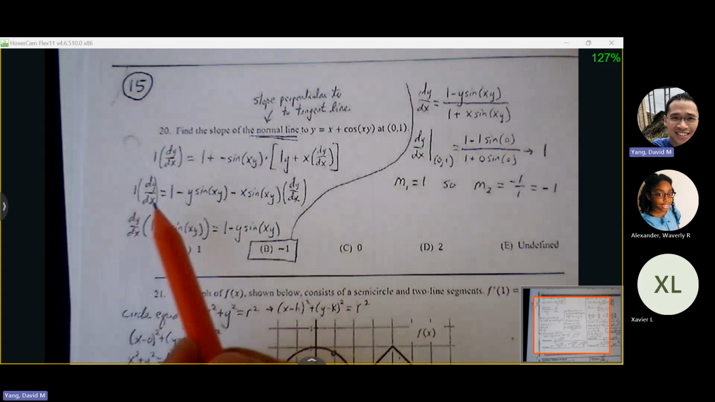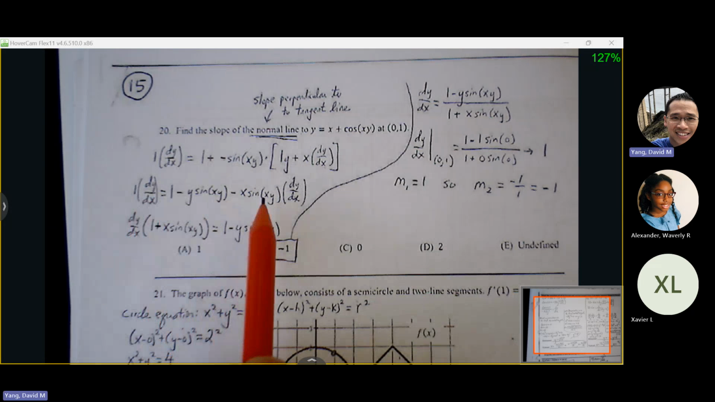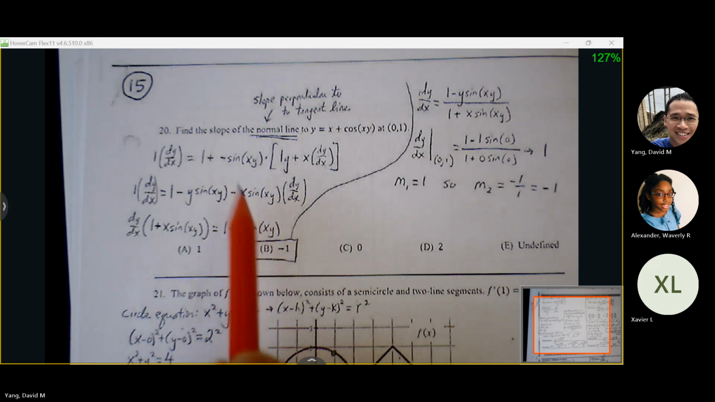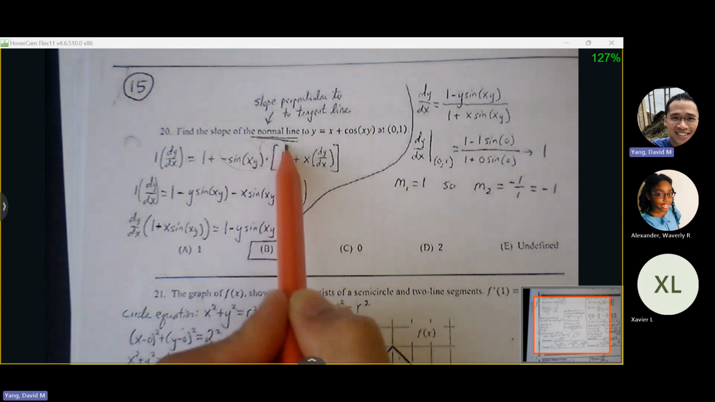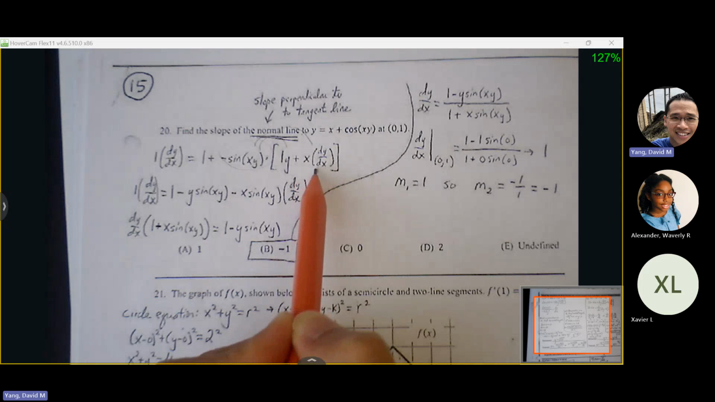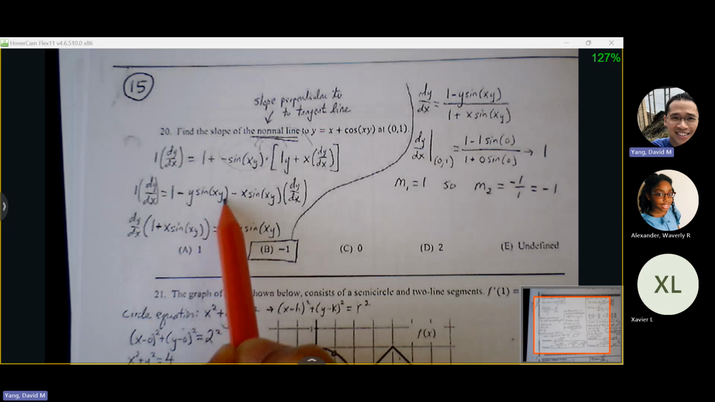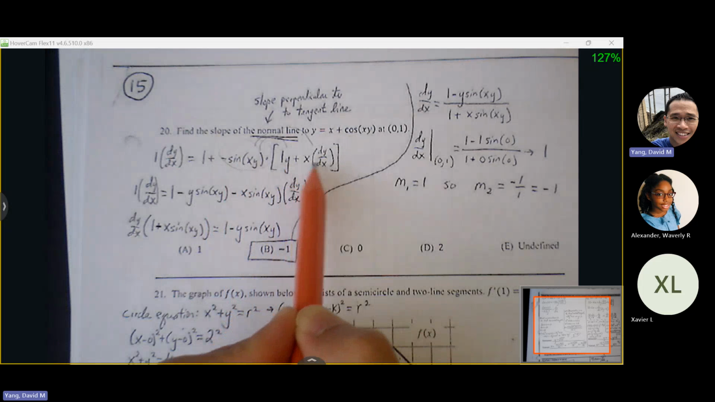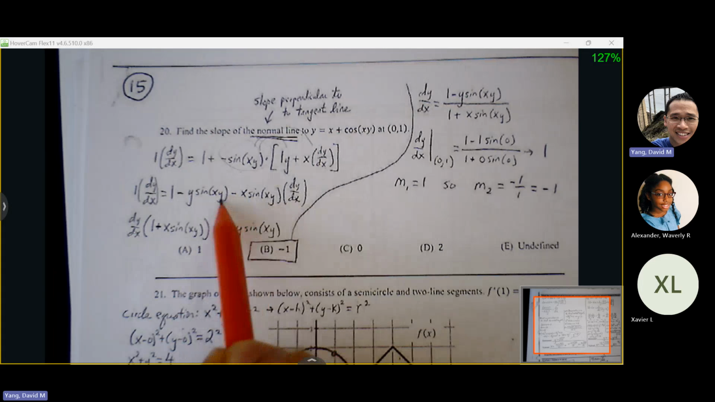Next up, I wanted to group my dy dx's together. So I had to take this negative sine of xy and distribute it through that bracket. So I can release this, so I can move this around. So negative sine xy times y will become negative y sine xy. Negative sine xy times x dy dx will be negative x sine xy dy dx. And now these are free to move.